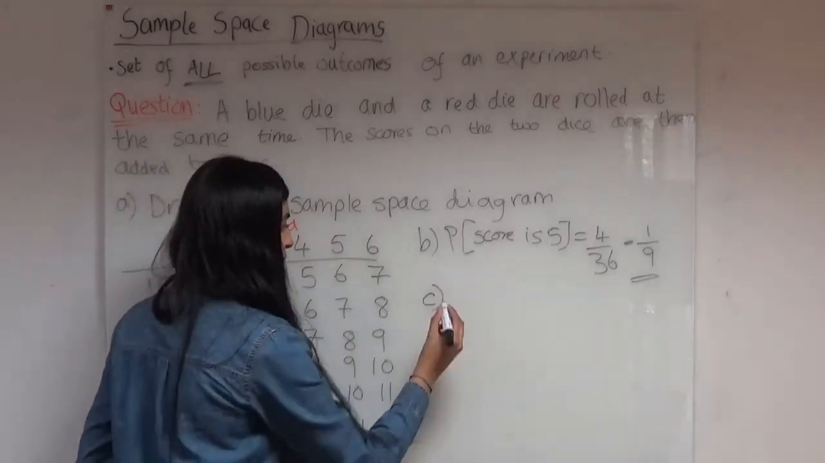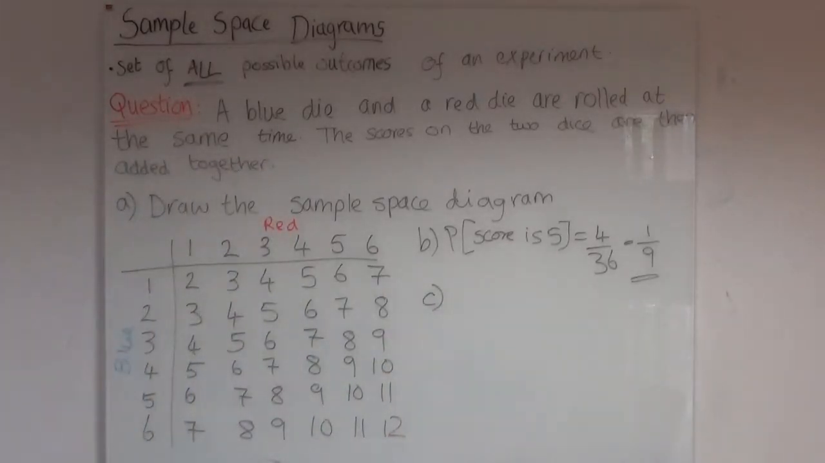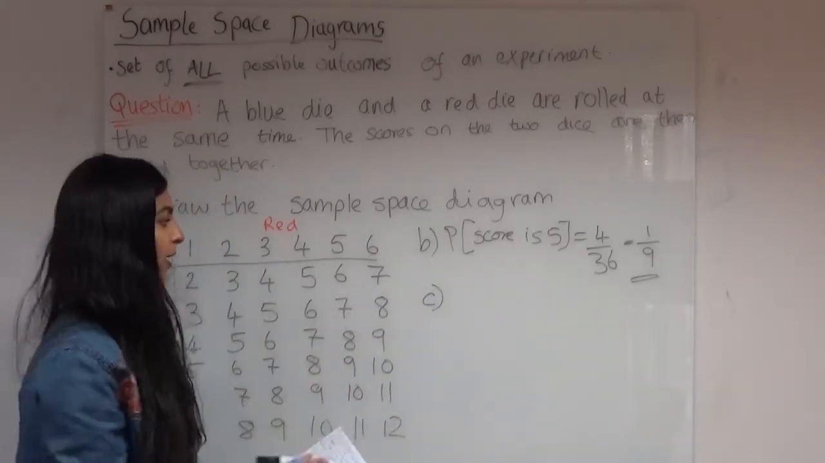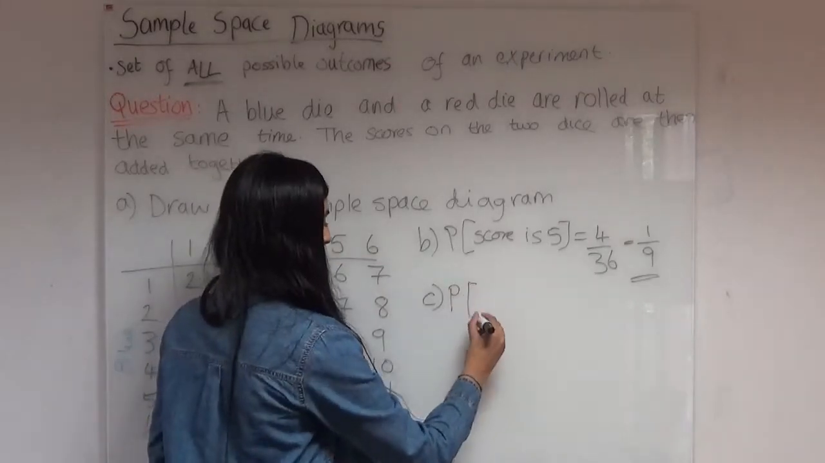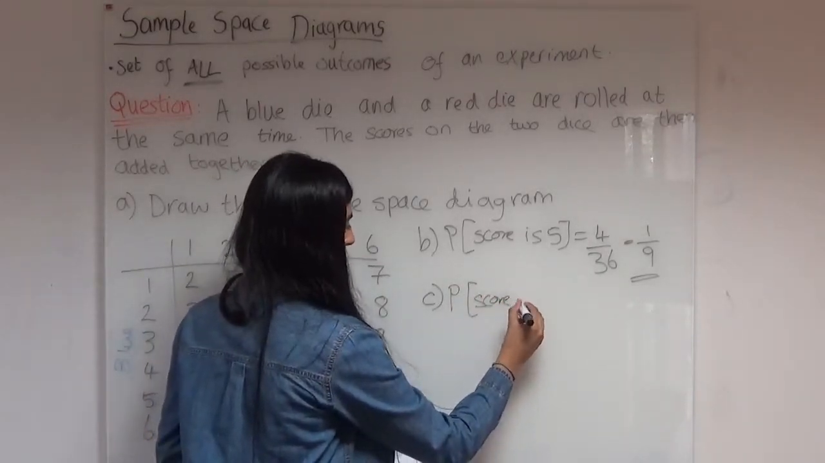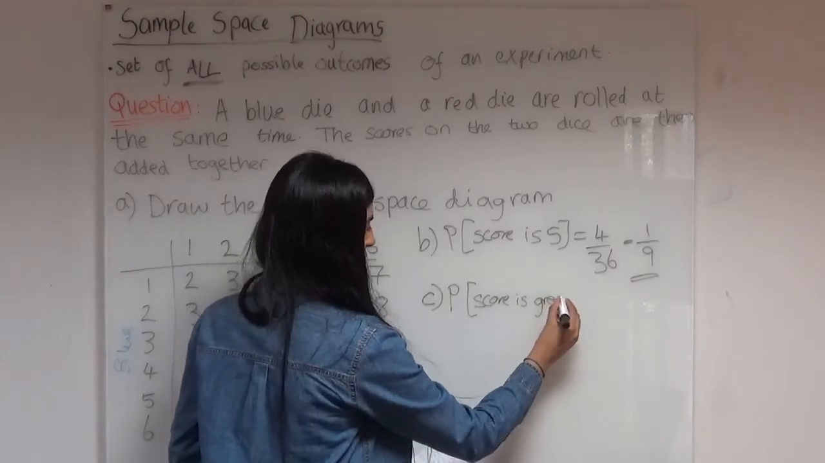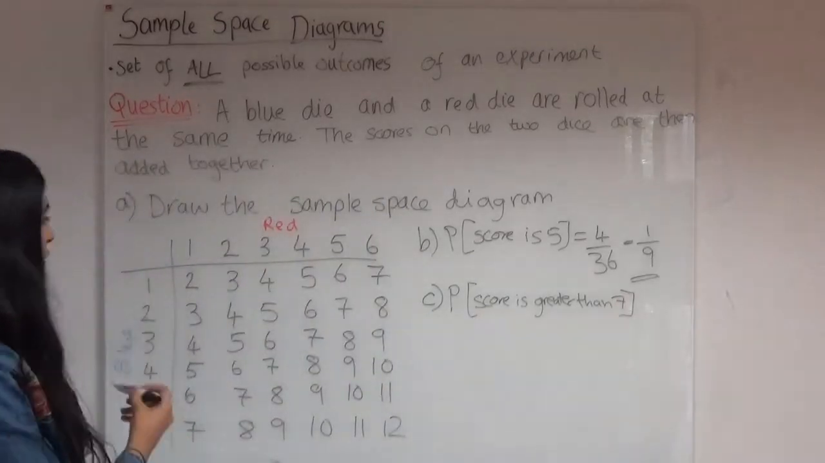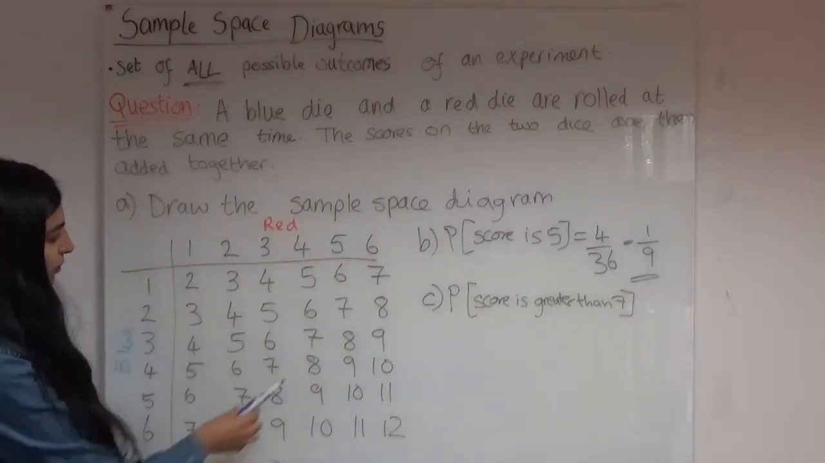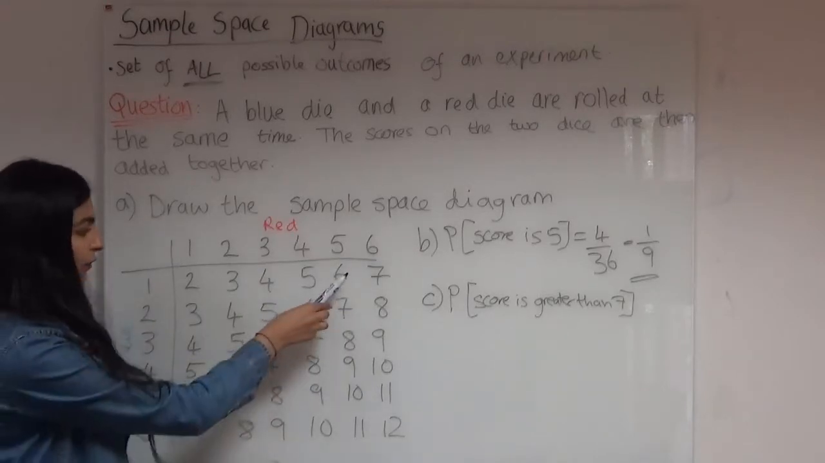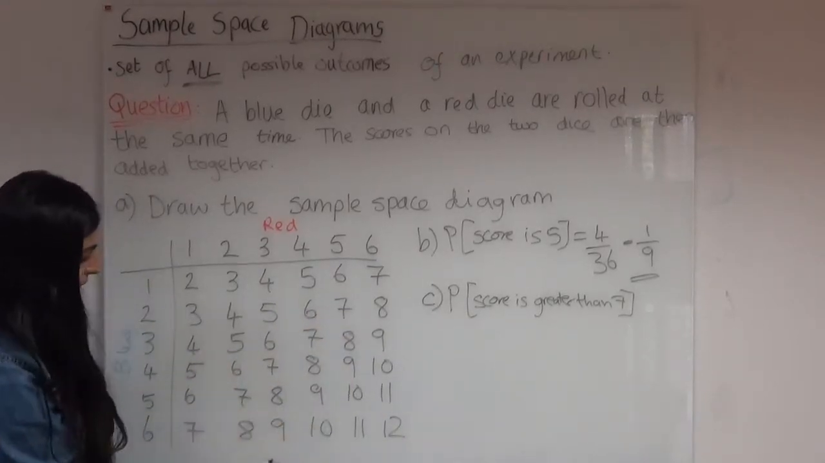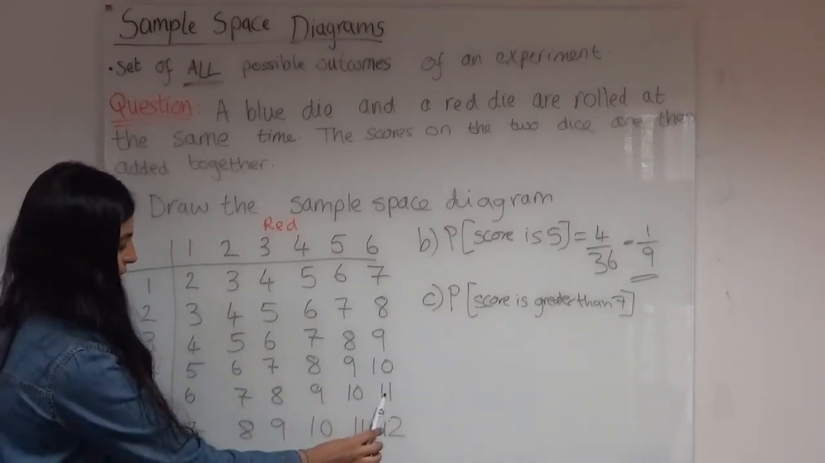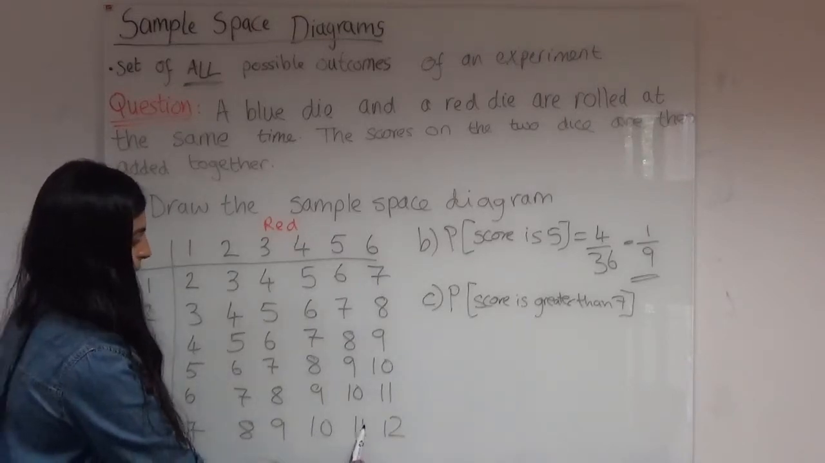Okay, so part C is, what is the probability of getting a score greater than 7? So the probability the score is greater than 7. So what we do here is we look at the sample space diagram. We've got 7 down the diagonal here, so it's everything below 7 like that. So we've got 1, 2, 3, 4, 5, 6, 7, 8, 9, 10, 11, 12, 13, 14, 15.